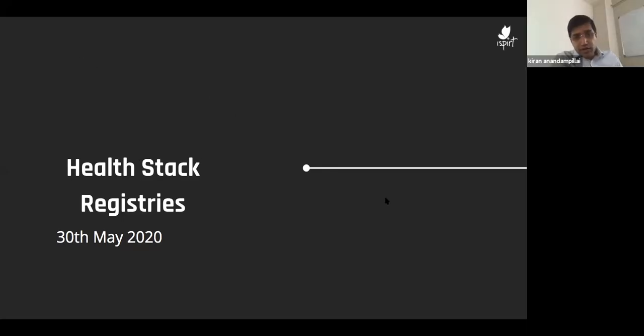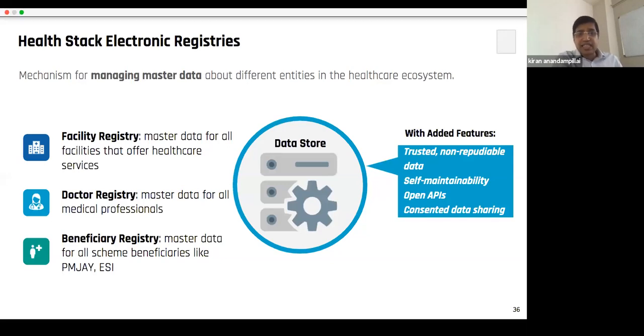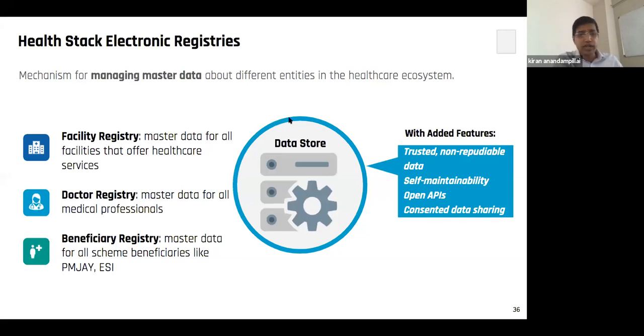So, good afternoon, everyone. So I'll try to cover health stack and the concept of electronic registries in the health stack. The core idea is that all of these health information flows and many other use cases when we consider digital health require actually very strong master data. If every system is trying to figure out which are the facilities, how to identify them, who are the doctors, how to identify them, what's the right way to identify a patient, and so on, it's not going to be very effective to build an interoperable ecosystem that actually can work together on health data.